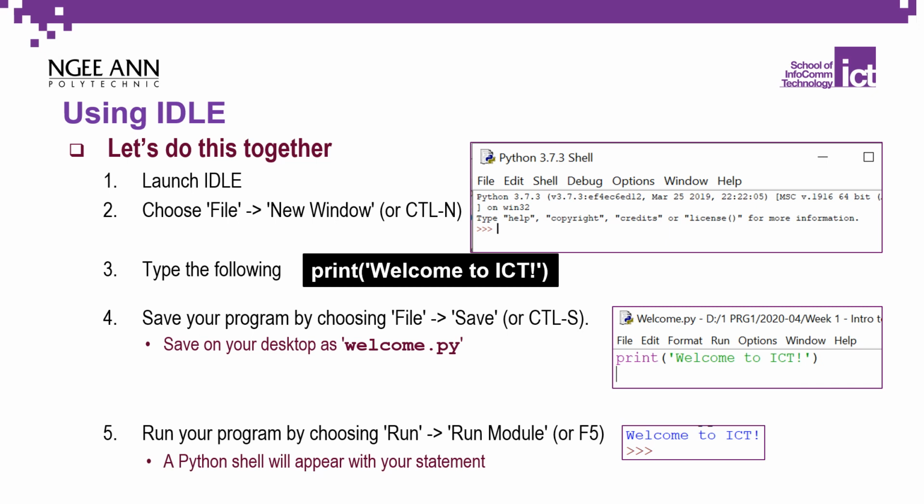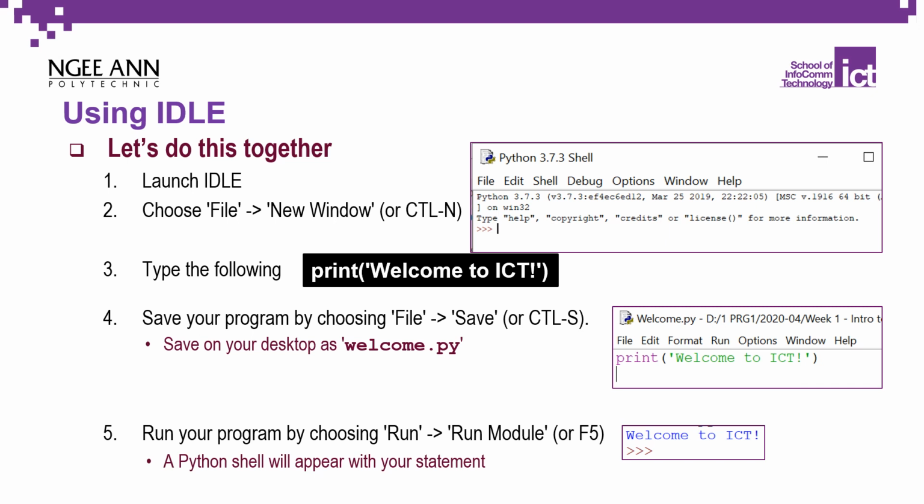Instead, you should choose File, then New Window. Another window should pop up, which is the editor. And this is where your program code should be entered. Now, let's do a simple one-line Python program. Type the following exactly: print, open bracket, inverted comma, Welcome to ICT, exclamation point, inverted comma, close bracket.